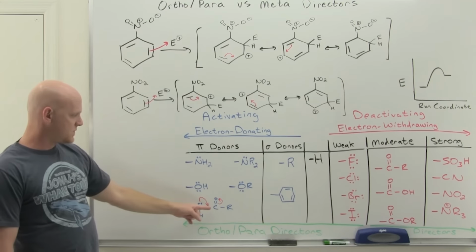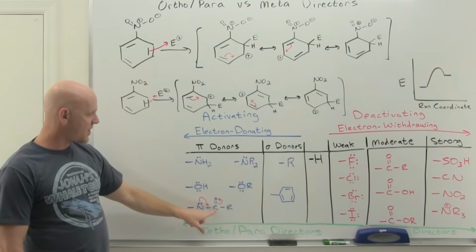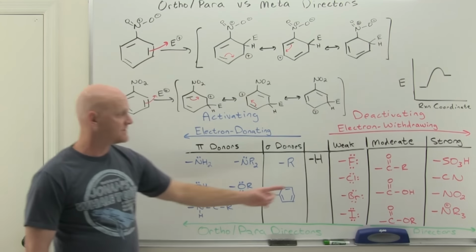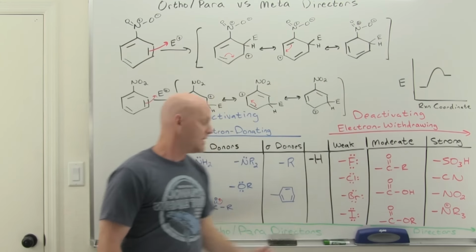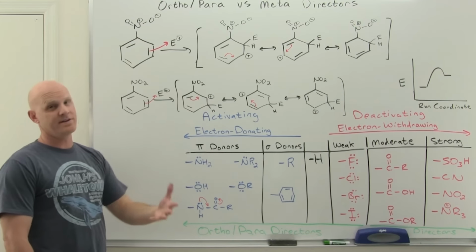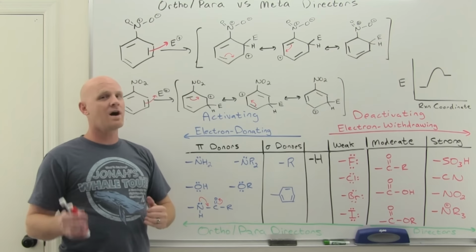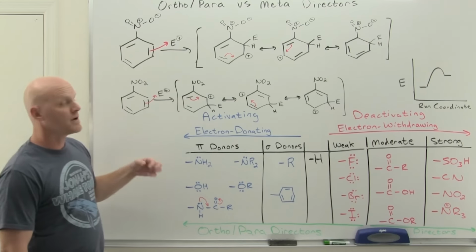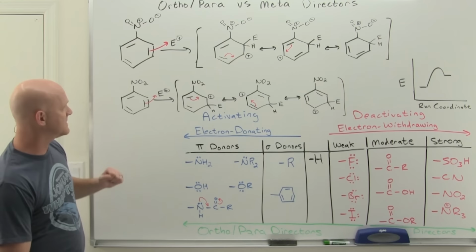Oftentimes with an amide, if you're attached to the carbonyl of the amide to the benzene, that's going to be a moderate withdrawing group. But if you're attached to the nitrogen, like in this case, then it's going to be a donating group, and definitely one of the more common ones students struggle to distinguish. But always focus on that atom directly attached to the benzene ring.